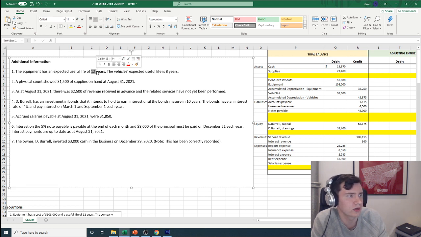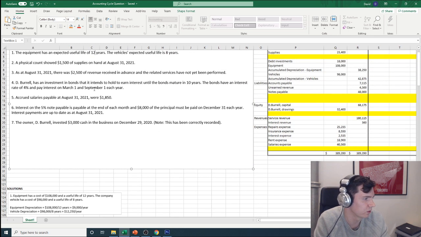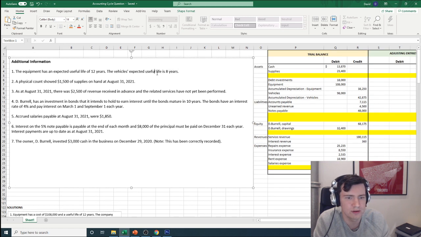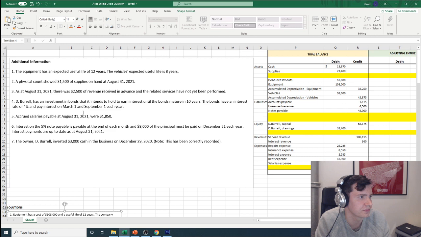So we know that we're going to be taking the 12 years multiplied by 12 months for every year, which I believe is 144 months, but it's also $9,000 a year. Now vehicles, on the other hand, are going to be $98,000 divided by the useful life of 8 years. So we're going to have straight line depreciation amounts of $9,000 a year for equipment and $12,250 a year for the vehicle depreciation.